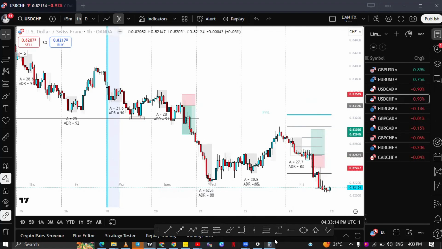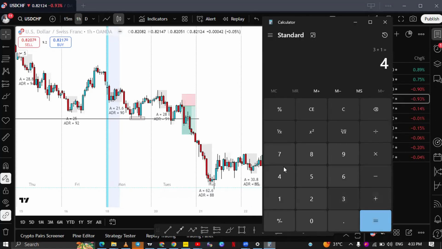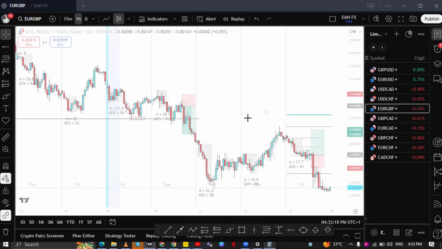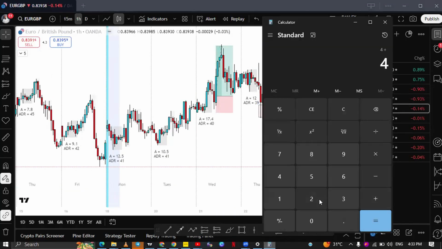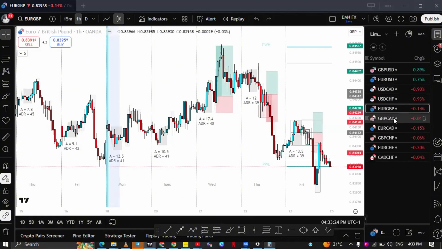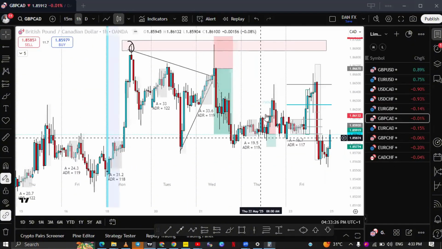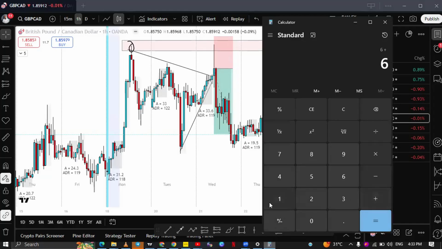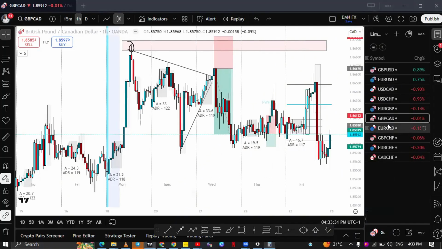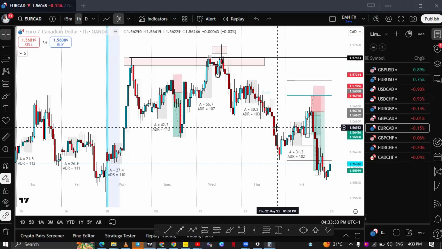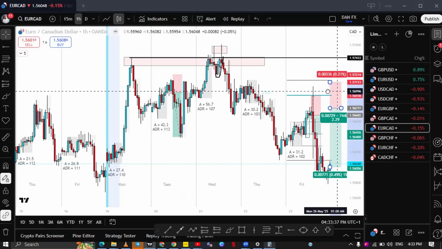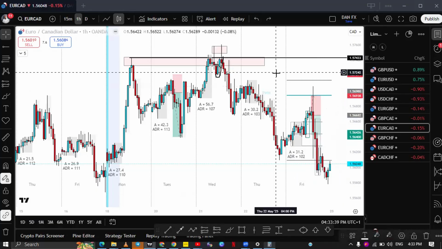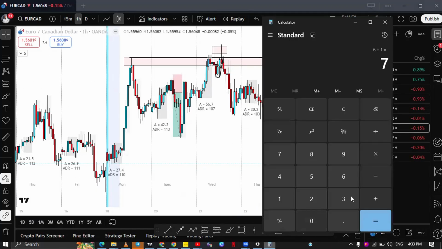How many losses here? 1 loss plus 1. GBP. Let's see. 2 losses plus 2. GBPCAD. 1 loss plus 1. EURCAD. 1 loss here. You can see the loss here. So this is the win, this is the loss. Right. So 1 loss there. That's plus 1.